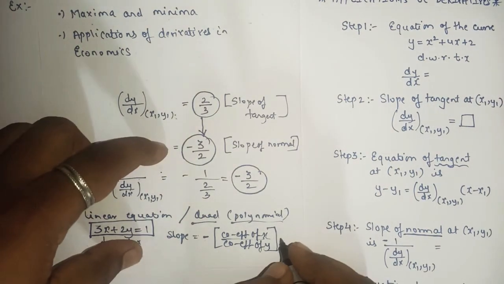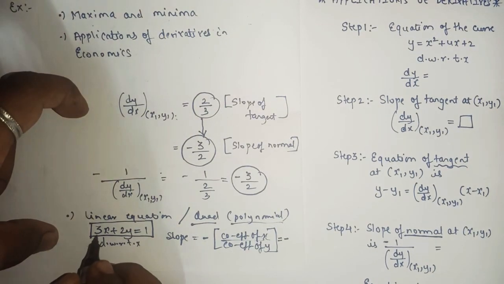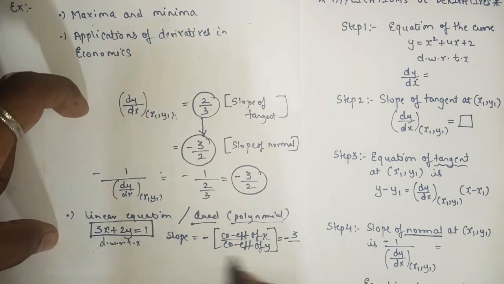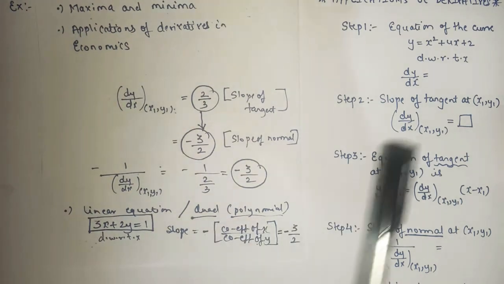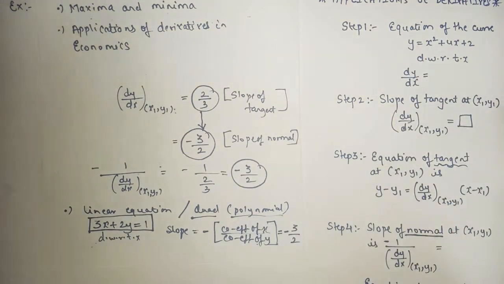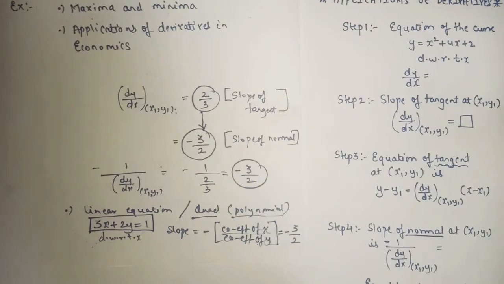So here you will get minus coefficient of x, which is 3, upon coefficient of y, which is 2. That's it, here we got the answer. So remember, whenever you have a quadratic or polynomial, straight away you will differentiate that equation to get the answer, and you have to differentiate with respect to x only.